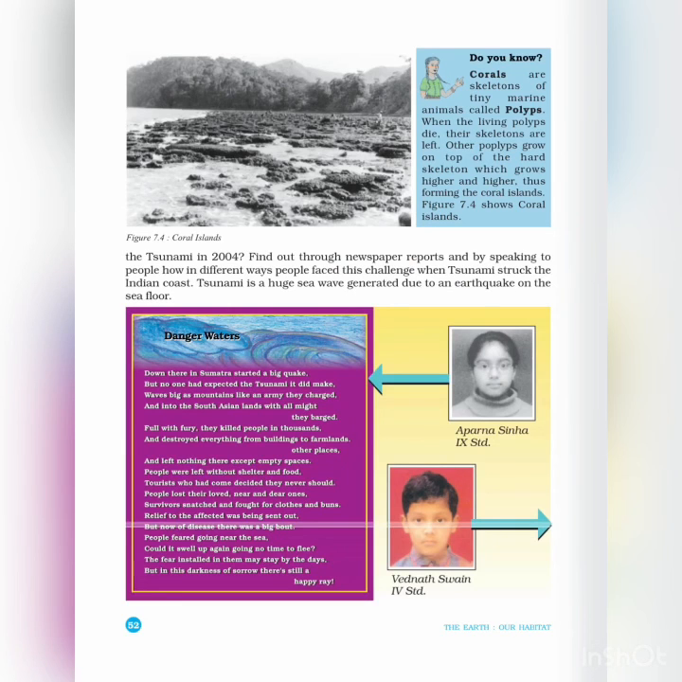Now let's see the last blue box. Do you know? Corals are skeletons of tiny marine animals called polyps. When the living polyps die, their skeletons are left. Other polyps grow on top of the hard skeleton, which grows higher and higher, thus forming the coral islands.